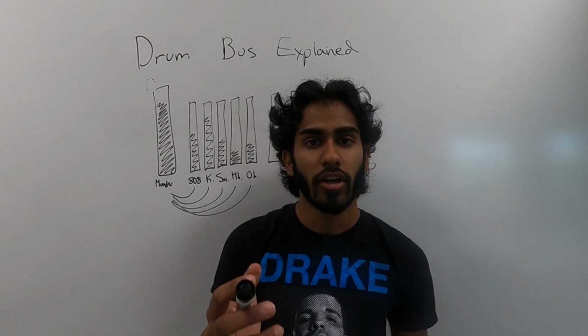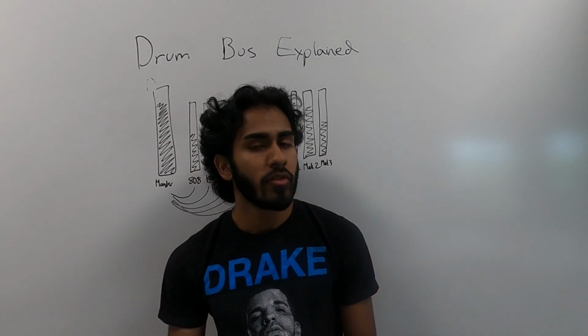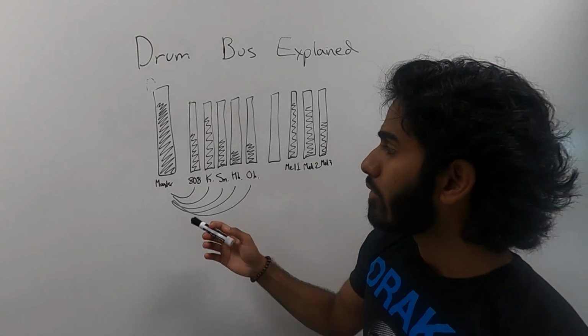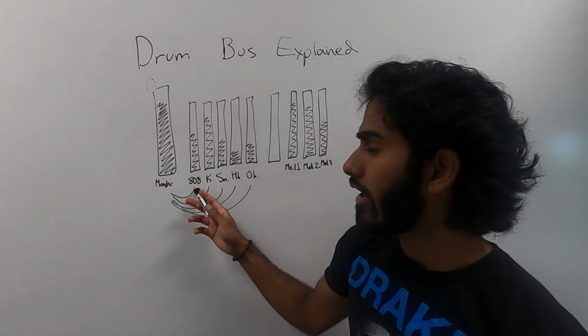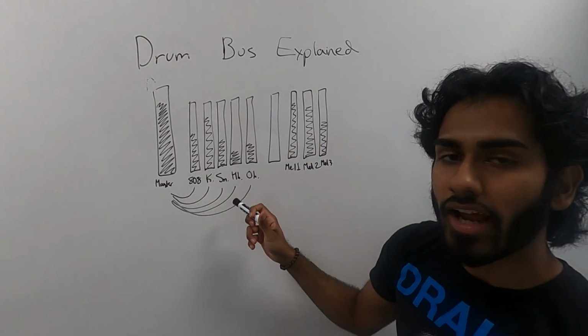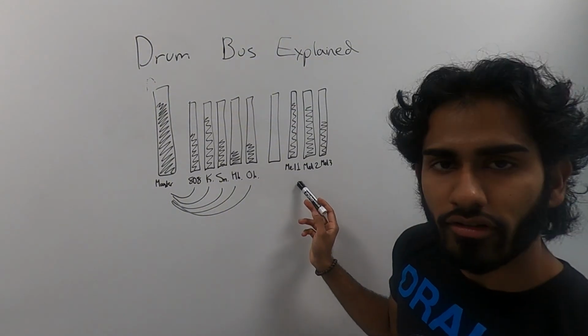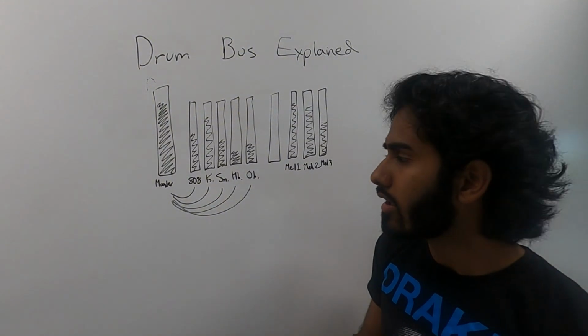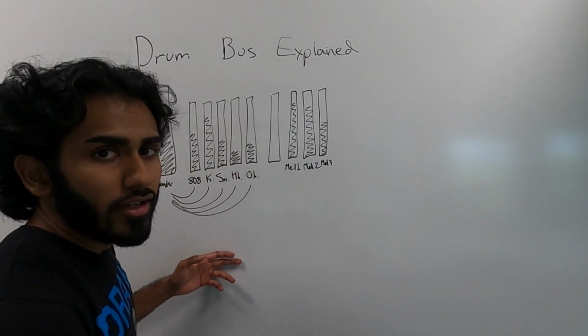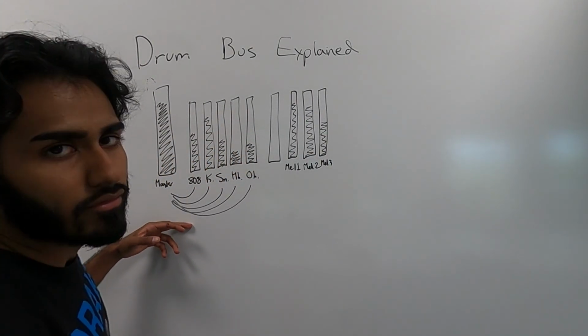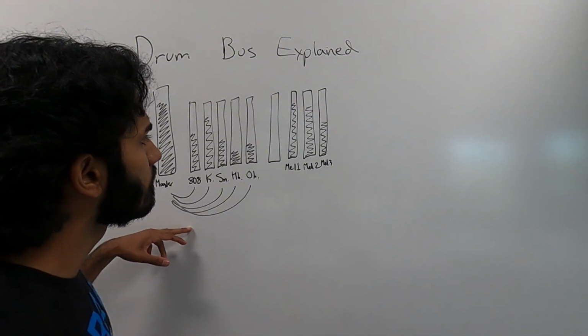So today I'm going to go over the concept of the drum bus. Whenever you're making your beats, you're going to have a bunch of different parts to it. You're going to have the 808, the kick, snare, the hi-hat, the open hat, and then additionally you're going to have your melodies, obviously.